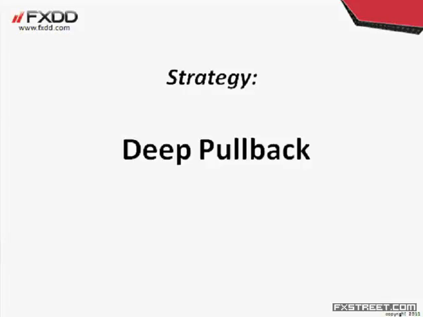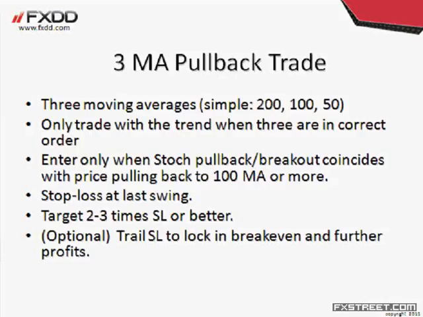Okay, so the strategy is called deep pullback. Let me explain it briefly, and then let's go to the charts. This is a 3 moving average pullback trade. I have 3 simple moving averages, 200, 150, and rest assured, I'm going to go to my charts in a second. Why am I using simple moving averages? I've been using them forever, and these are very common moving averages. Through a lot of testing and experience, these moving averages tend to work very well in this particular case.